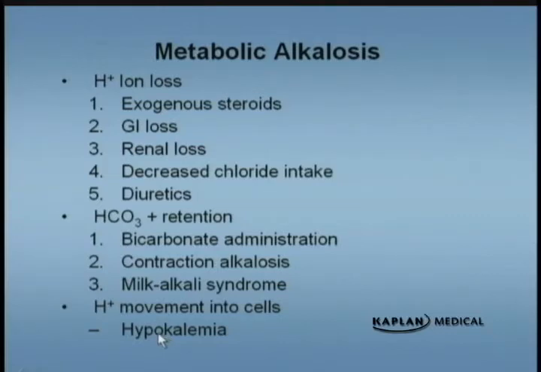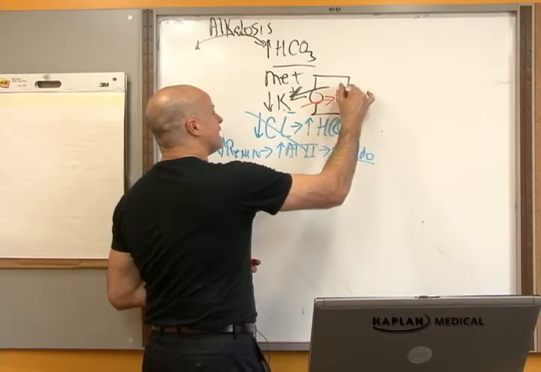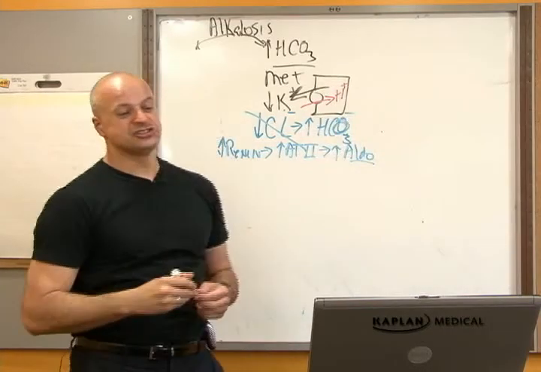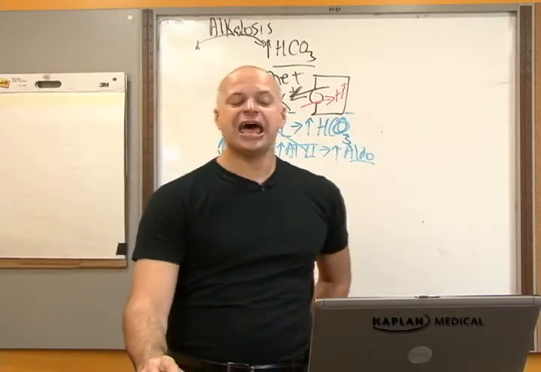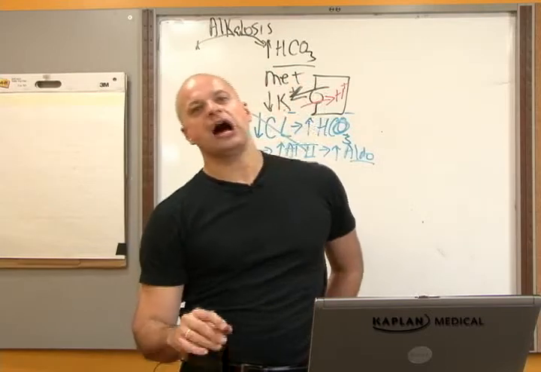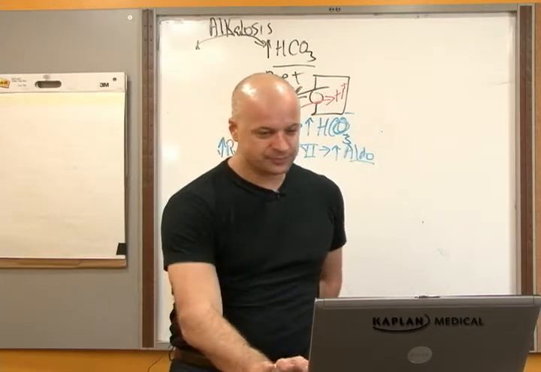Potassium, when it comes out of the cell, because I don't want to die of an arrhythmia, remember that if you have a low potassium, potassium comes out of the cell. But what goes in to maintain electrical neutrality? Hydrogen ions get sucked into the cell. So that means hypokalemia can lead to an alkalosis. And alkalosis can lead to a hypokalemia.